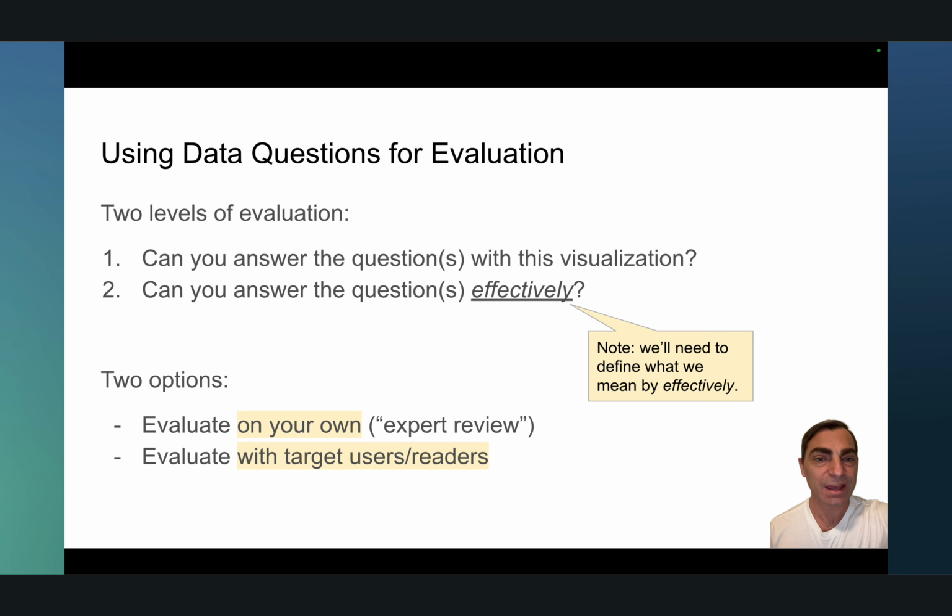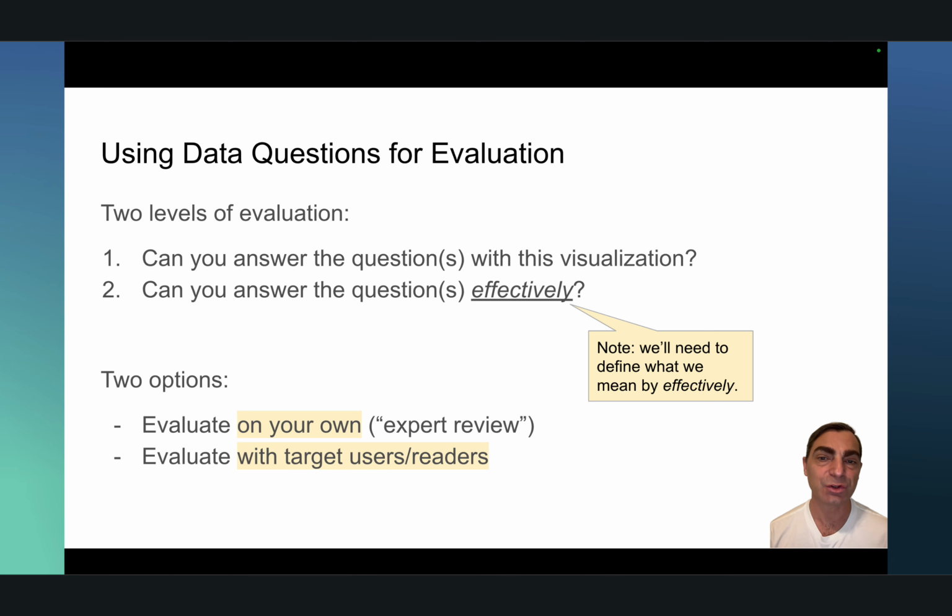You can literally go through every single question and see if you can answer it through one of the visualizations that you have. Step 2 is to ask yourself, can I answer the questions effectively? Okay? And here we don't have an answer yet on how to answer that question, but in the rest of the course, we will cover what we mean by effective, okay? But in general, having a list of questions is really useful because you can use it as a checklist to verify whether the visualizations that you developed answer the questions that you have.